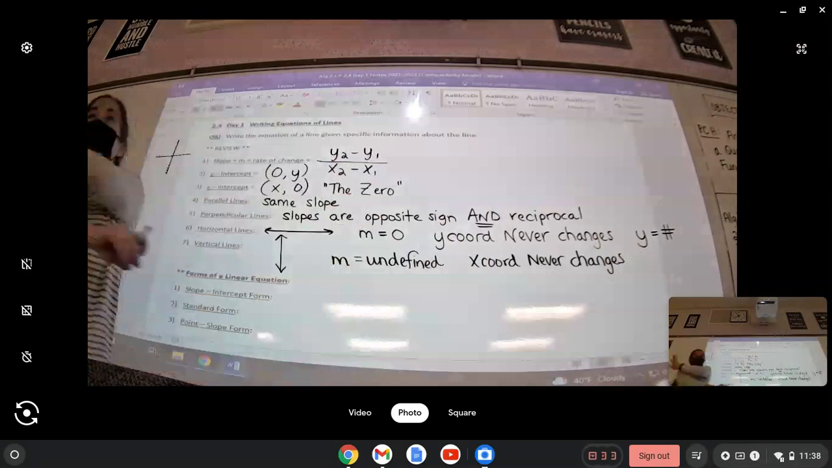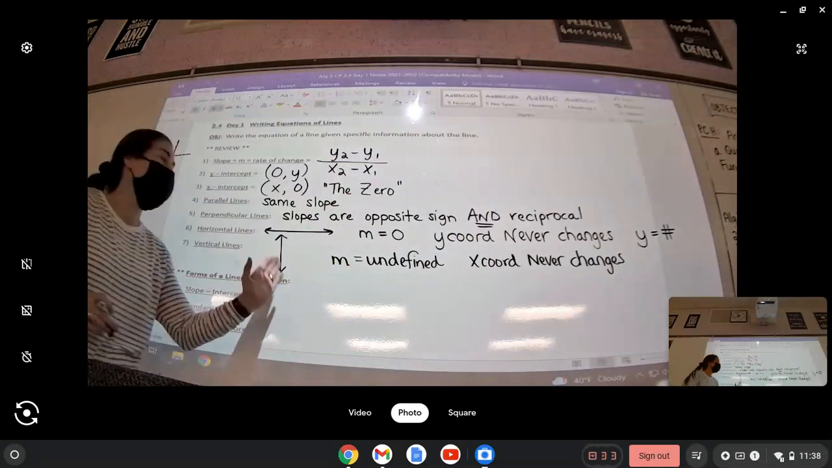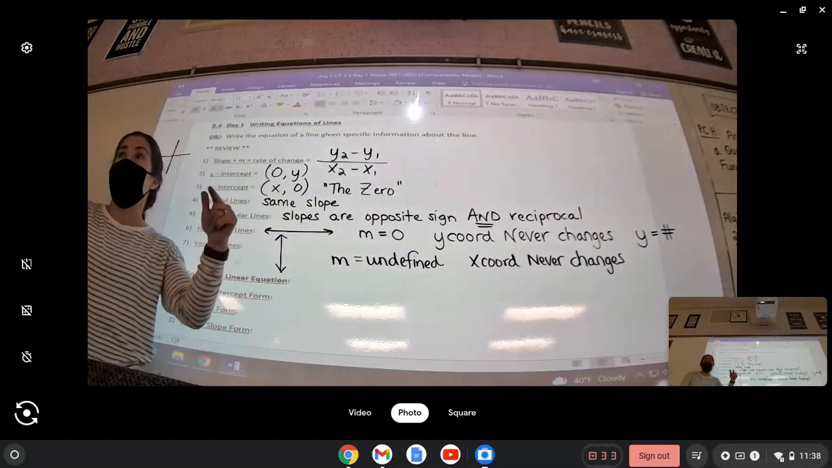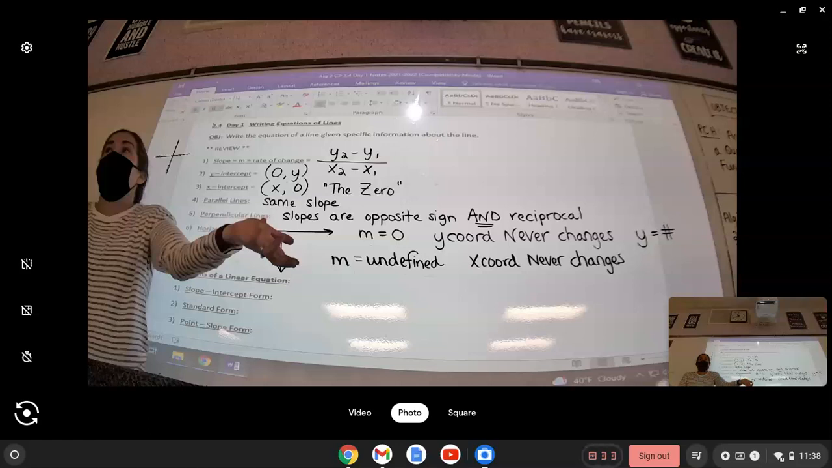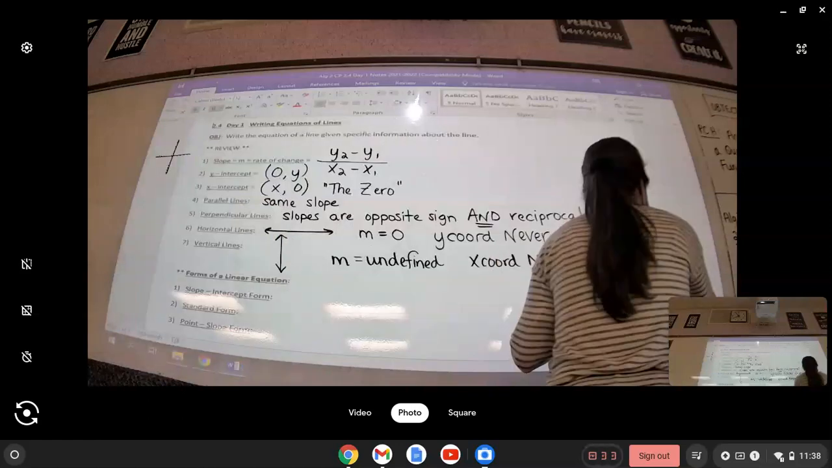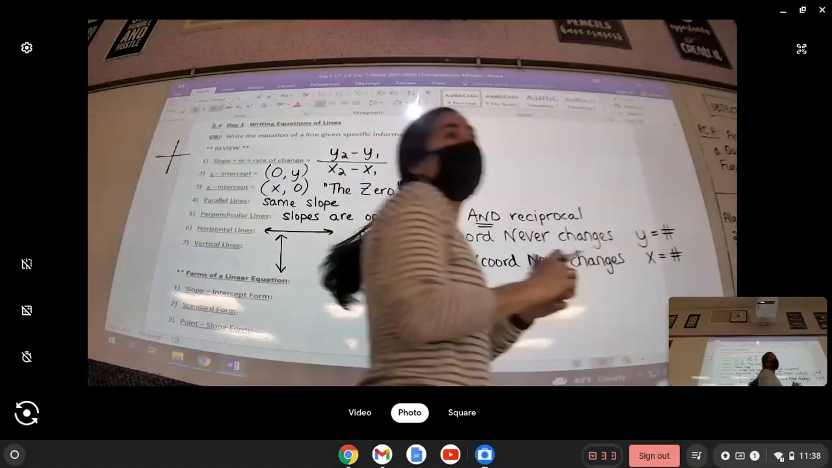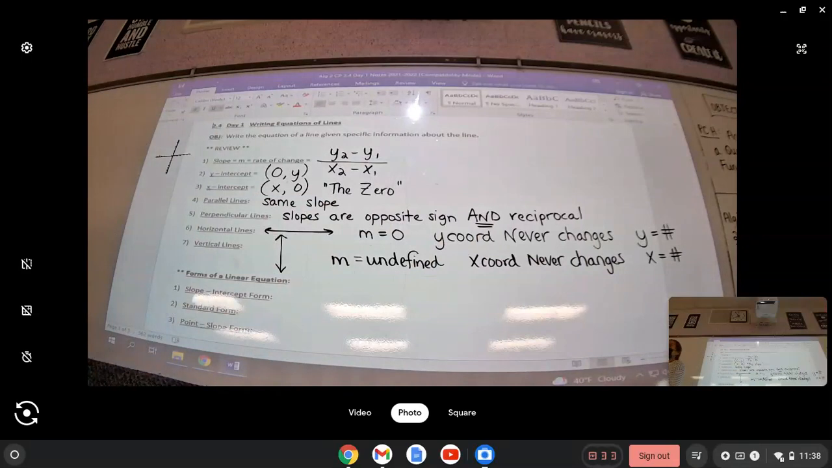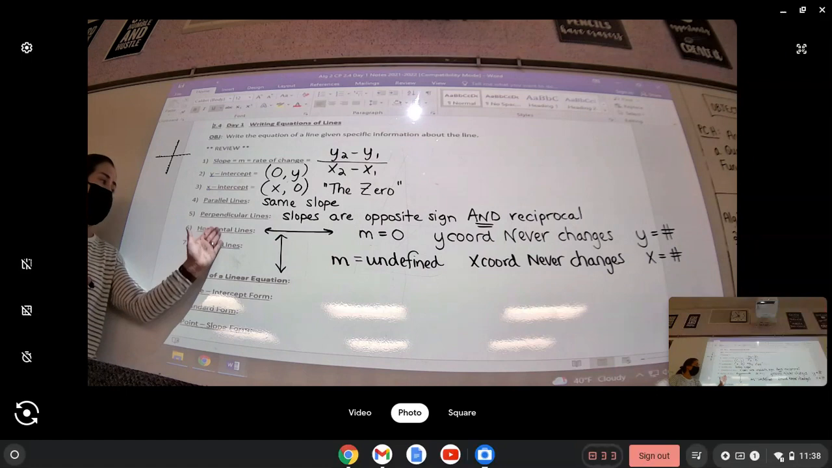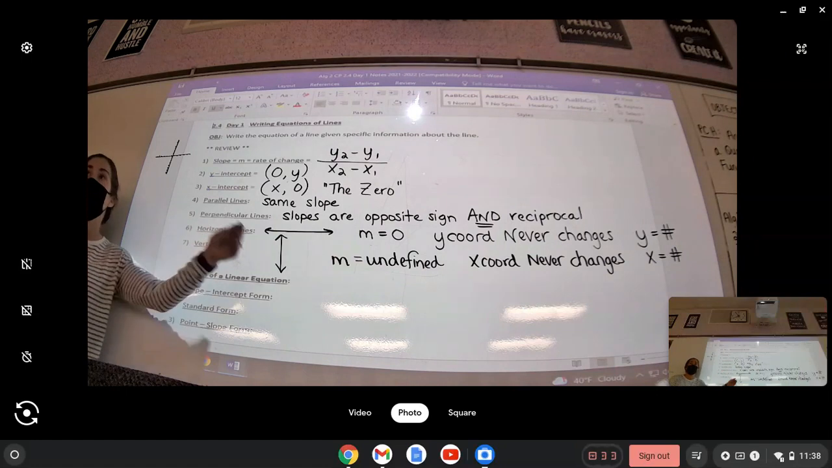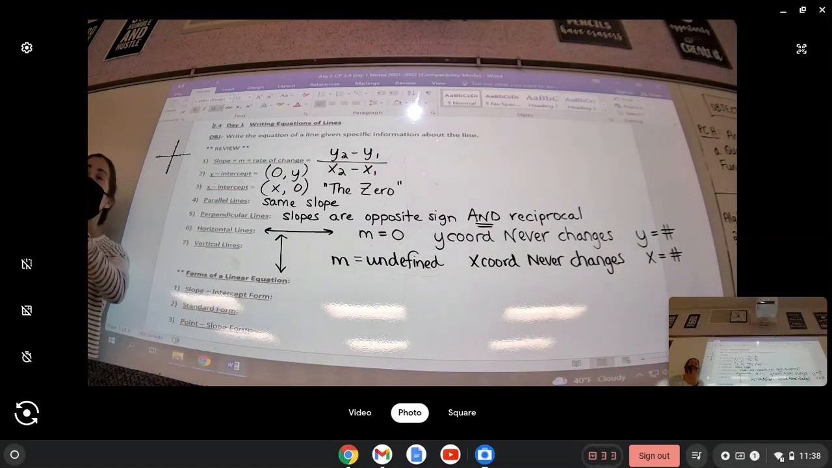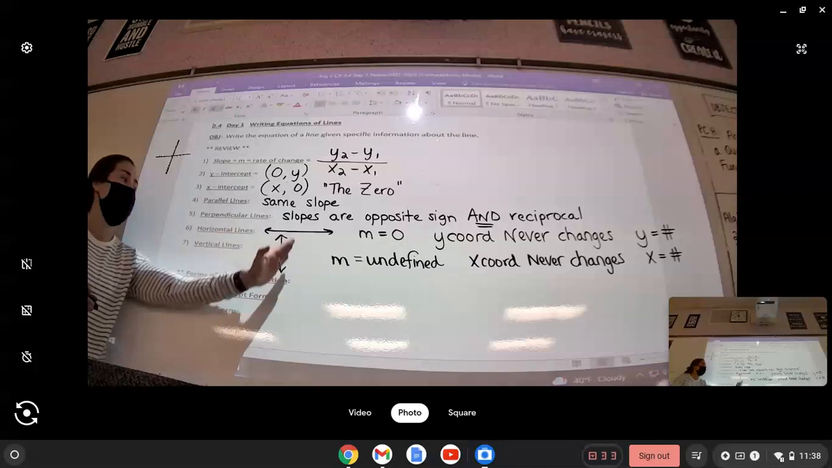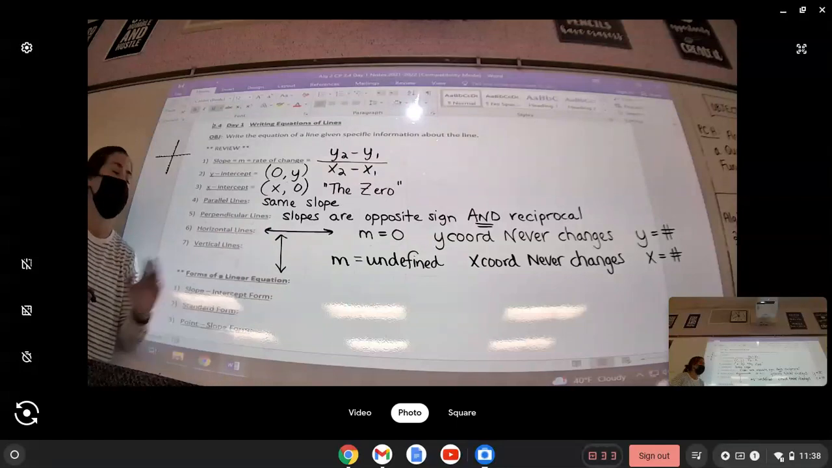And since the x coordinate never changes, then the equation just ends up being x equals that number that never changed. So if every single point had an x coordinate of 4, then that line would be x equals 4. Okay? Because as easy as they are supposed to be, when you go to write their equation, you guys can get very confused. And I understand. You have to think about which coordinate doesn't change.